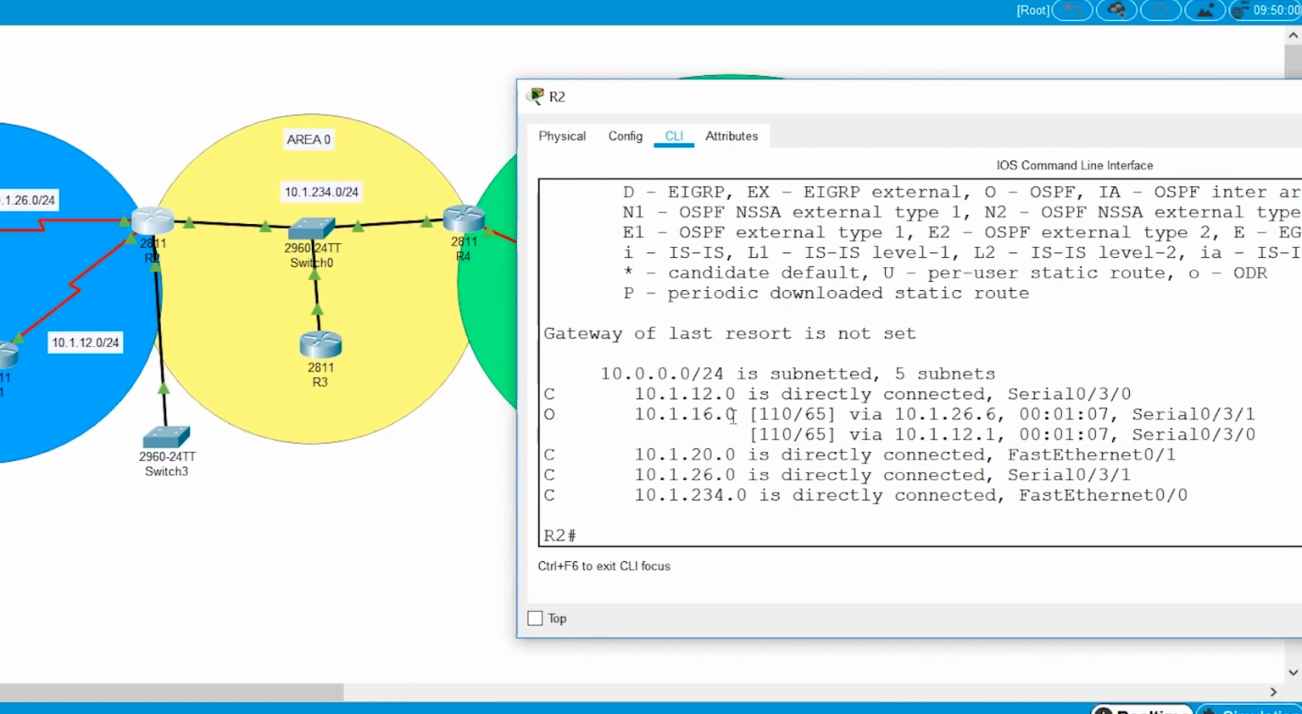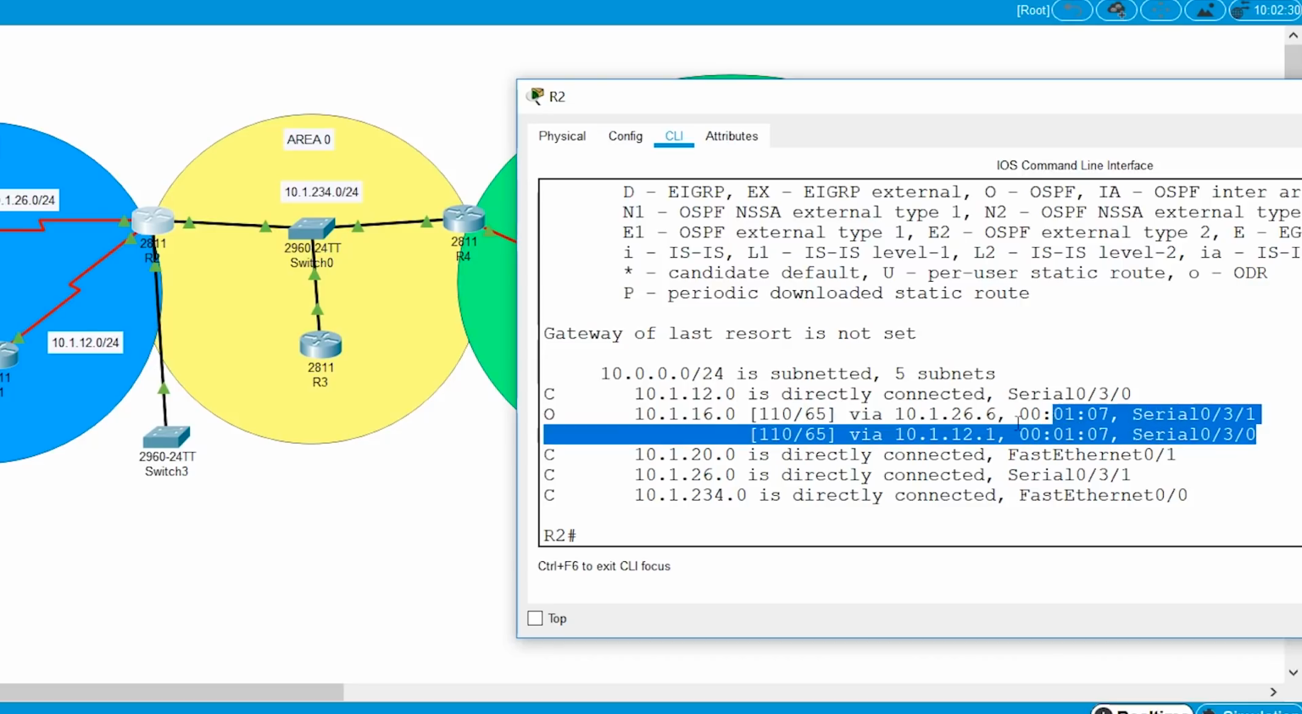That's why it says 10.1.6, 110 is the admin distance. The OSPF admin distance is 110, that's the default, and the cost is 65. So it says equal cost to reach that network. I have 2 paths, both of them equal. Whenever in OSPF you have 2 paths with equal cost, the routing table will have both of them, which means there is load balancing. Any traffic going to that network is going to be load balanced on both these interfaces simultaneously. So it has learned what it has to do.